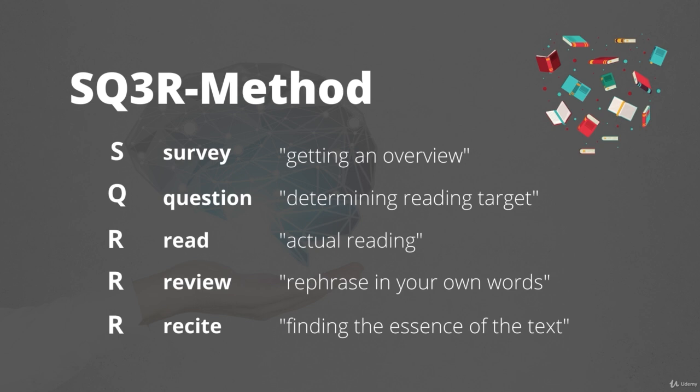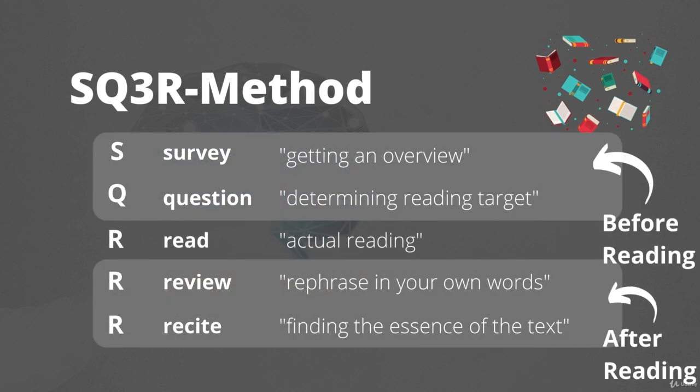So survey, question, read, review, and recite. Let's repeat that one more time. We had 5 steps, 2 before reading, 1 during reading, and 2 after reading. Our first 2 steps were survey and question, and they are the 2 steps that we do before reading. Then comes the actual reading process, and after we're done with that, we move on with review and recite, which are the steps we do after reading.